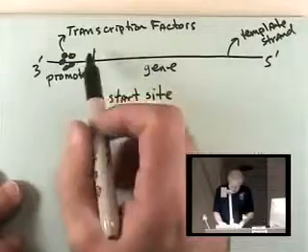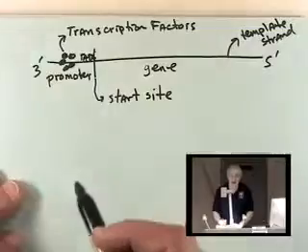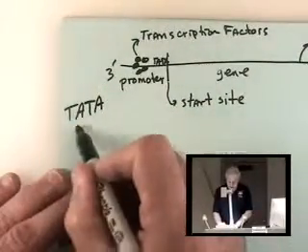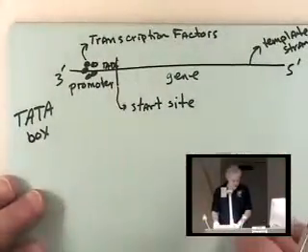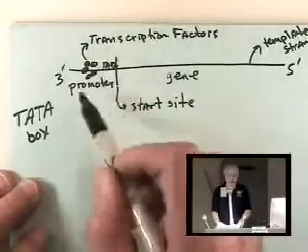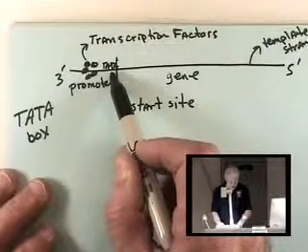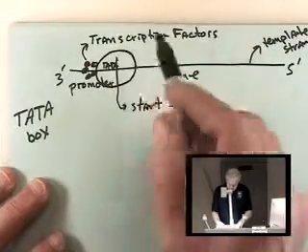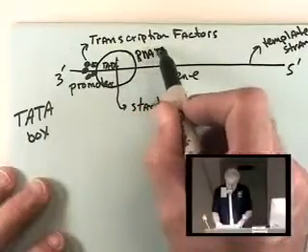In the promoter region, there's another portion that has the nucleotide sequence TATA, called the TATA box. That's also in the promoter region. It's usually pretty close to the start site, just upstream. And with the appropriate transcription factors in place, in association with the TATA box, the RNA polymerase is going to bind here. So this circle is the RNA polymerase.